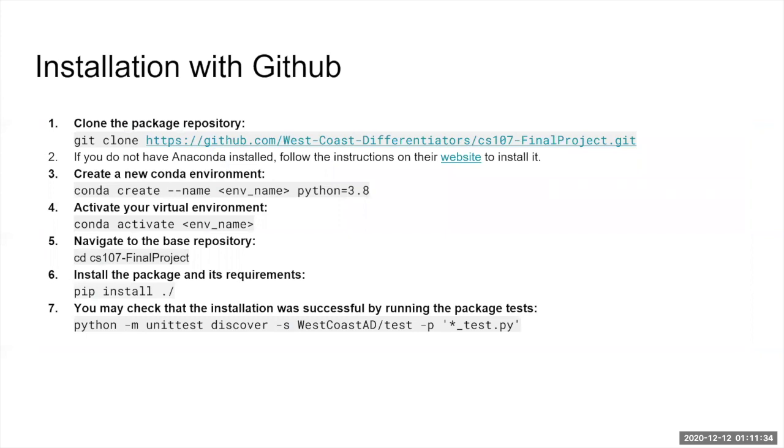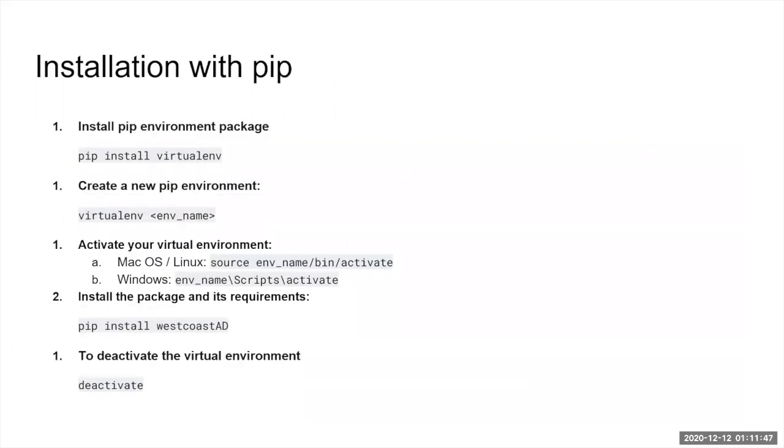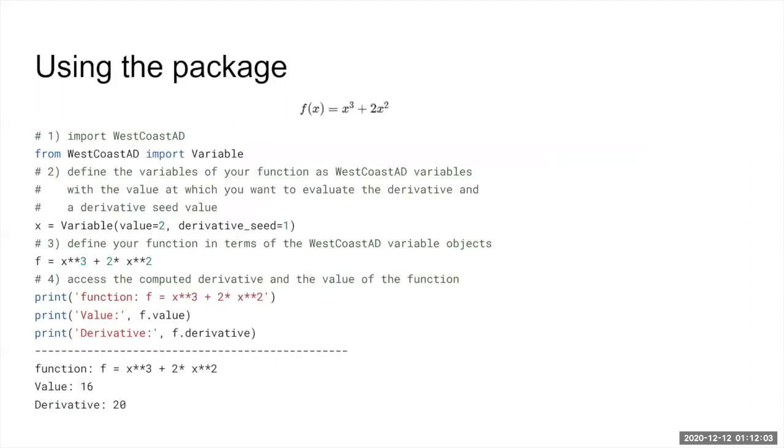Like I said, there are two ways of installing it. One is via GitHub: you just clone our repo and run the setup.py file, and this will load dependencies and set everything up. Then you can also do a pip install. You just do pip install West Coast AD, and that'll load our package onto your computer. But if you do a pip install, you will not have access to our tests. So if you want access to our tests, you need to clone our repo.